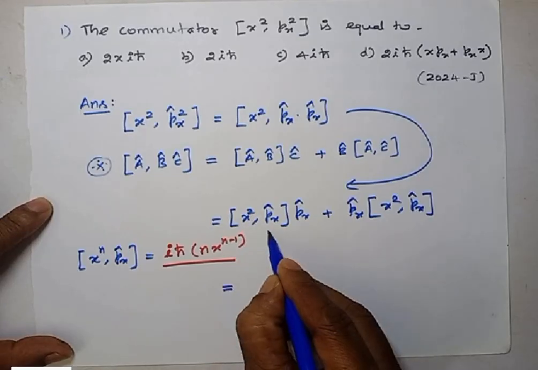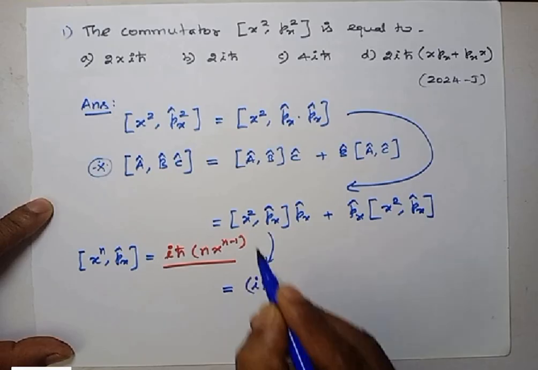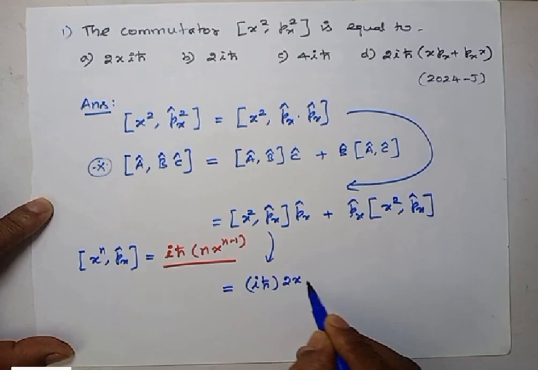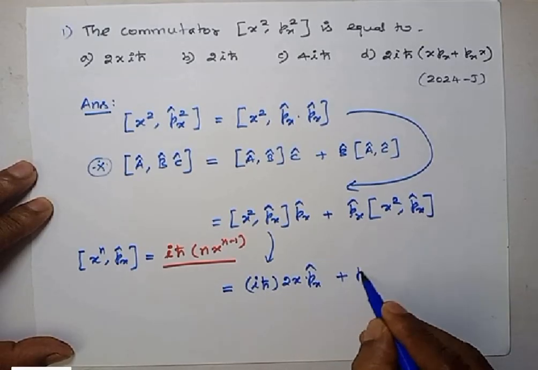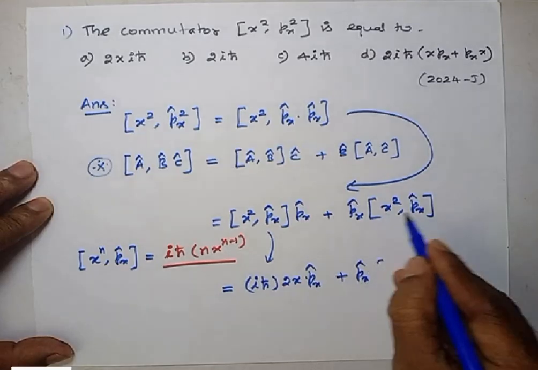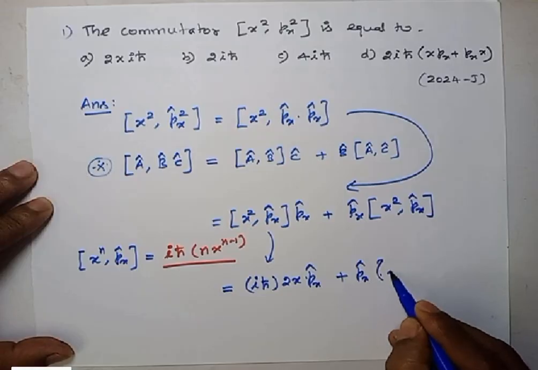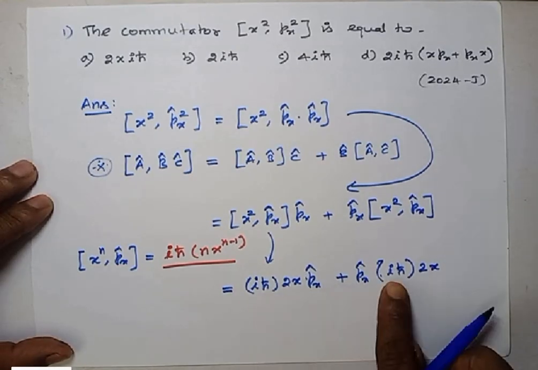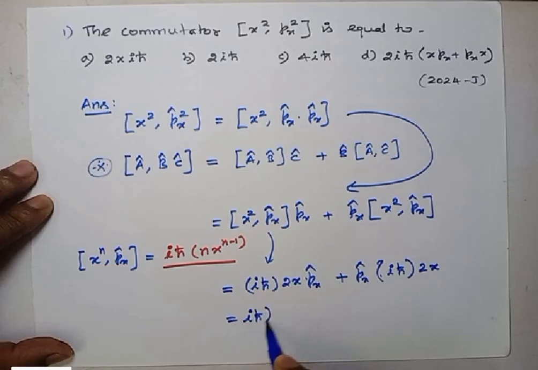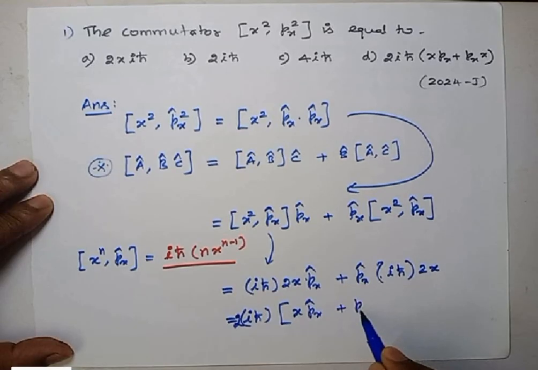So if I put this here, in a similar manner, here I have x power 2. So we can write this as iħ, and in the place of n we have 2, so 2 into x^(2-1), which is x, so you need not put that power. Into px operator. Plus, similarly here we have px operator in front. Then apply the same rule here, so we get iħ into 2x. iħ can be taken as common, and the 2 also can be taken in front: 2iħ. So here we have px into px, and plus here we have px into x.